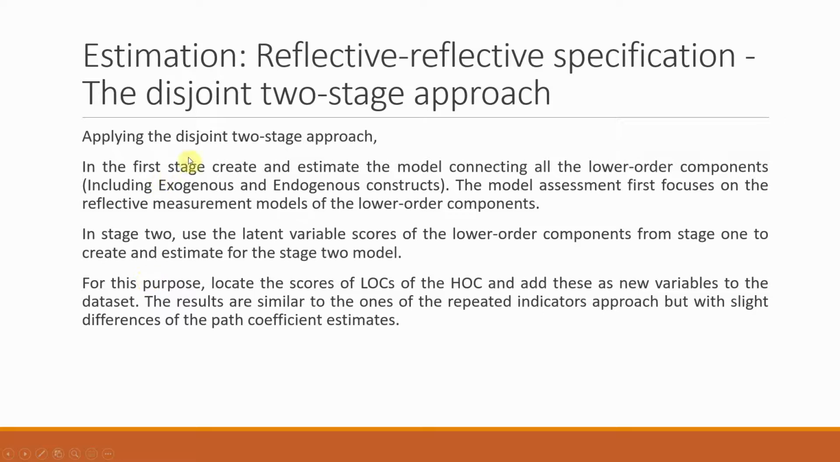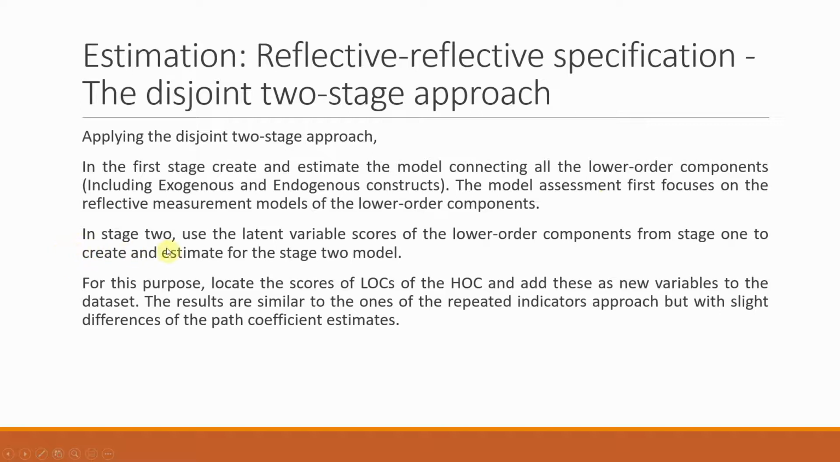Now, the approach that is normally used is the disjoint two-stage approach. In the first stage, what we do is we create and estimate the model connecting all the lower order constructs, including exogenous and endogenous constructs. So even the lower order constructs of the higher order constructs are considered as lower order constructs without specifying the higher order construct. And all these variables are interlinked. This is the first stage. So the first stage, or the model assessment, first focuses on the reflective measurement models of the lower order constructs. So all lower order constructs.